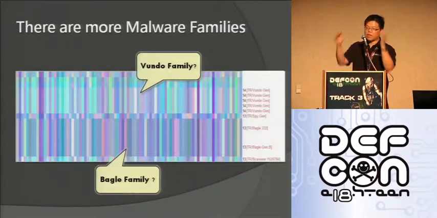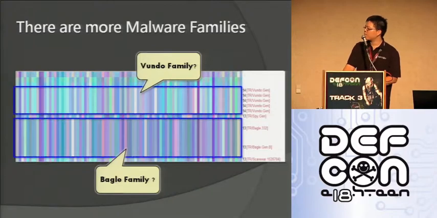And then in that big block, we only look at the first block, right? So there are other blocks in that picture. There are also other malware families, including the Wundu families and also the Bagel families, also a very famous malware. So these malware instances also tend to be very similar. They have the same color patterns.